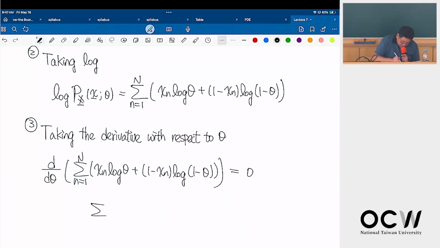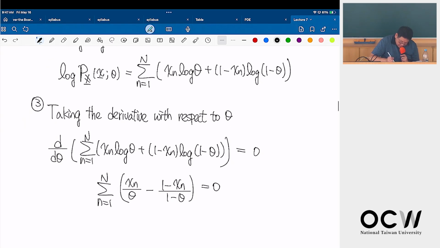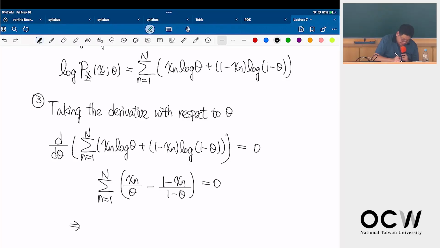So we have the summation n from 1 to capital N, xn over theta minus 1 minus xn over 1 minus theta. This overall will be 0. Then what is the theta? So the best theta is 1 over N, or again, the average.